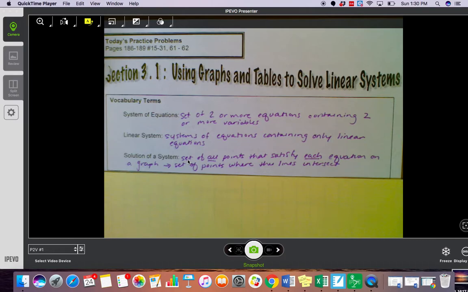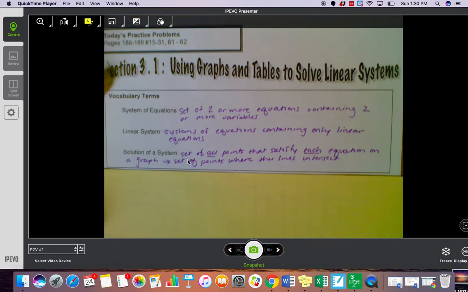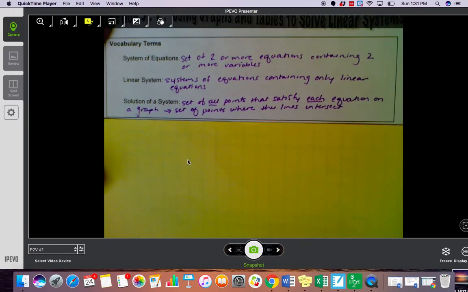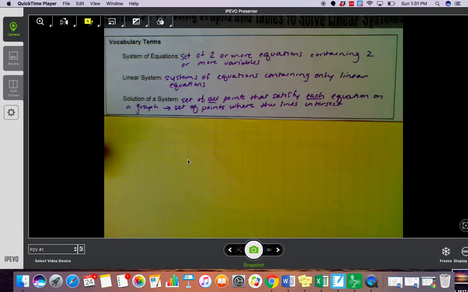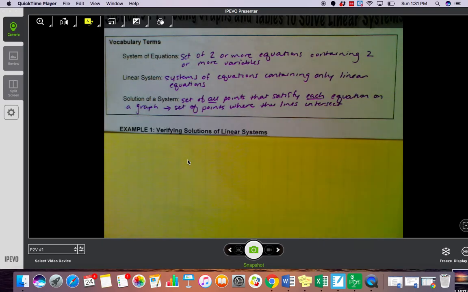And the solution of a system is a set of all points that satisfy each equation on a graph. And they are the sets of points where the lines intersect. So when the lines cross, that one point where the lines cross, that's your solution. Okay. Again, if you need more time, which you probably will, to write this stuff down, just pause the video.